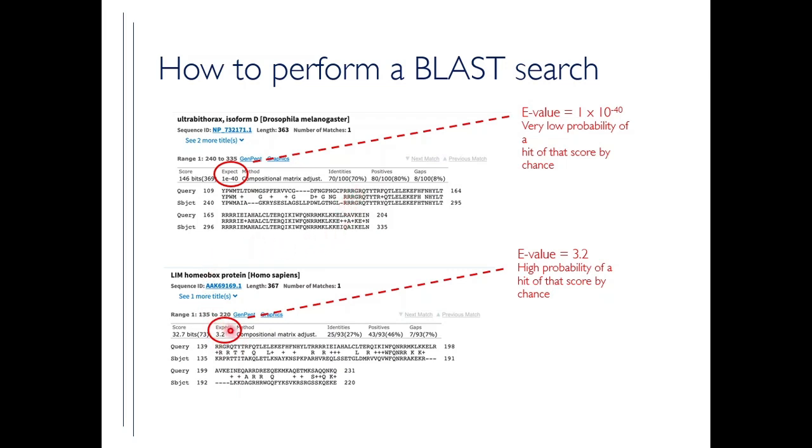All the way down here, we can see that this e-value is much higher, so it's 3.2. So there's actually quite a high probability that this is just a random match and actually means nothing. And you can see that this is related to the score, because the higher the score, the lower the e-value, as you can see here. So again, the lower the score here, the higher the e-value.